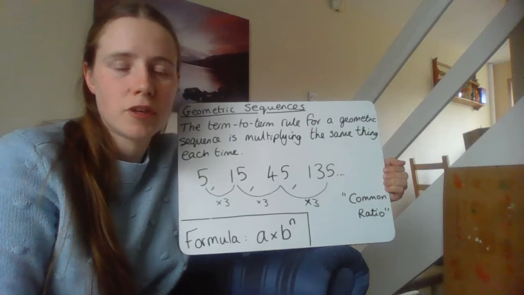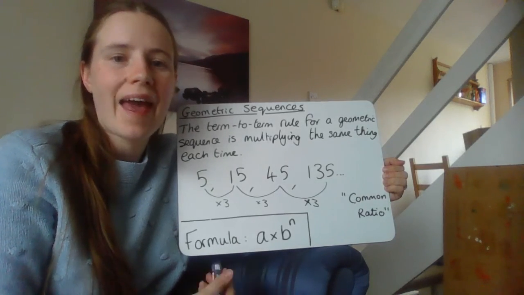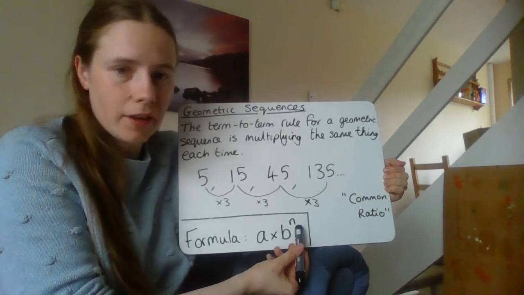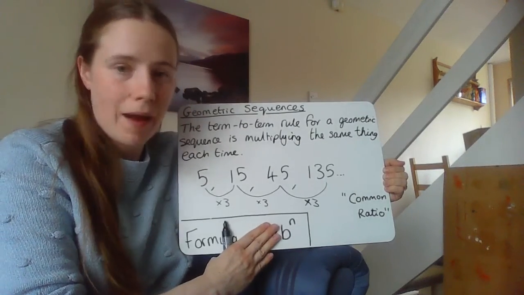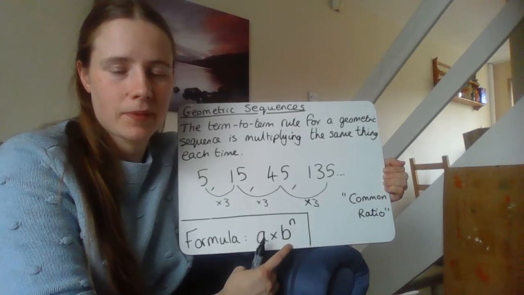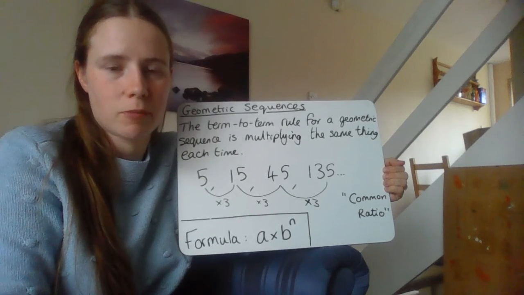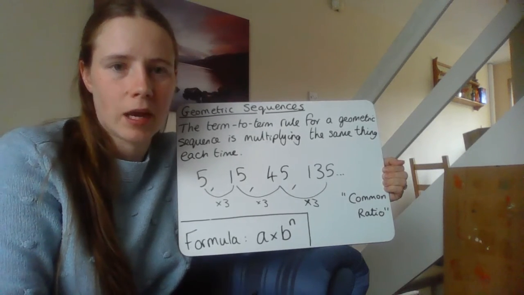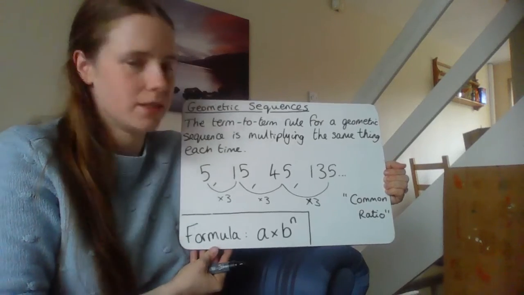The formula for a geometric sequence will have n as a power. Okay, so it might just be a number to a power, or it might be a number multiplied by a number to a power. Okay, that will get you a geometric progression. Let's have a look at a couple more examples of geometric sequences.